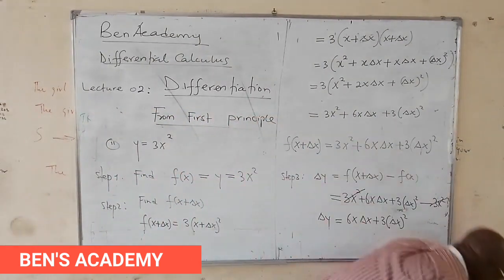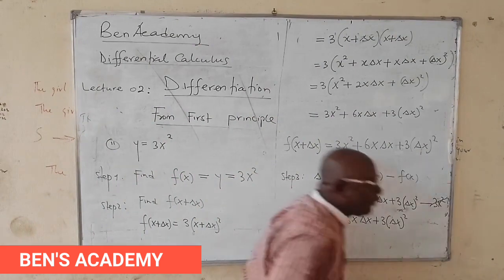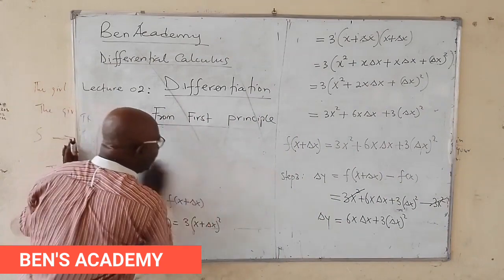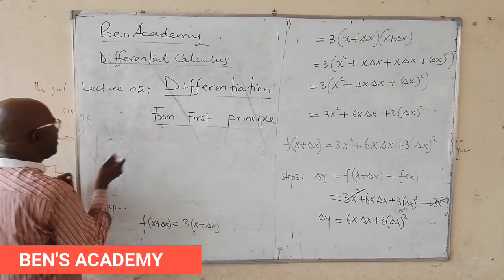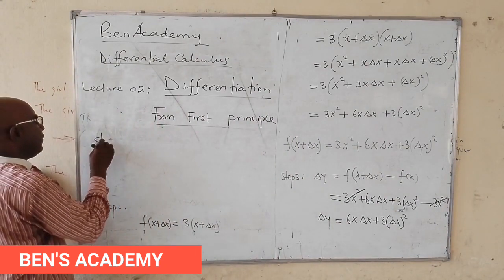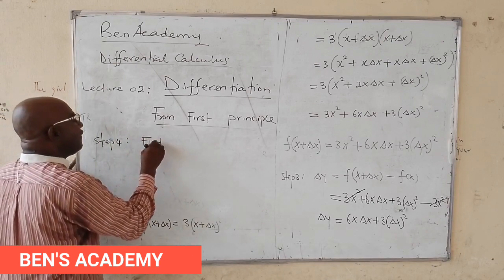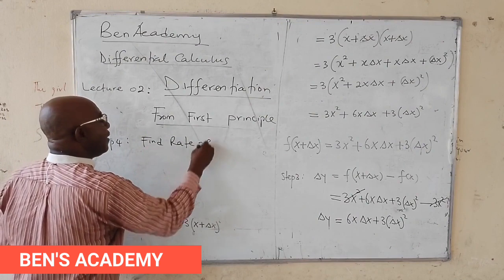We now move to step 4. In step 4, you will now find what is called rate of change.